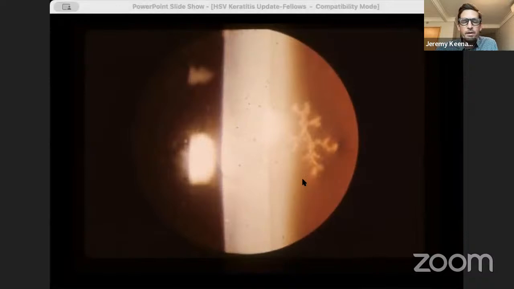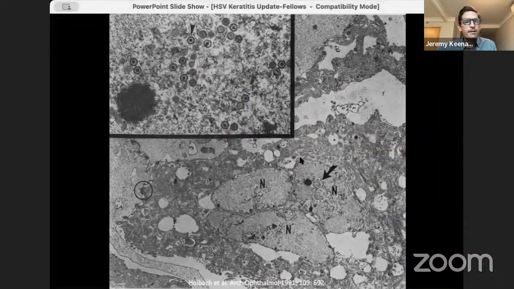A dendrite is a branching structure. The classic thing here is it has terminal bulbs, which you can see nicely in this retroilluminated picture. If you were to scrape the epithelium there and look under an electron microscope, you'll see all of these viral particles in the epithelium. So the cells of the dendrite are actually infected with herpes virus, and we need to be attacking the virus in our management. So we need to use antivirals when we're dealing with dendritic keratitis.